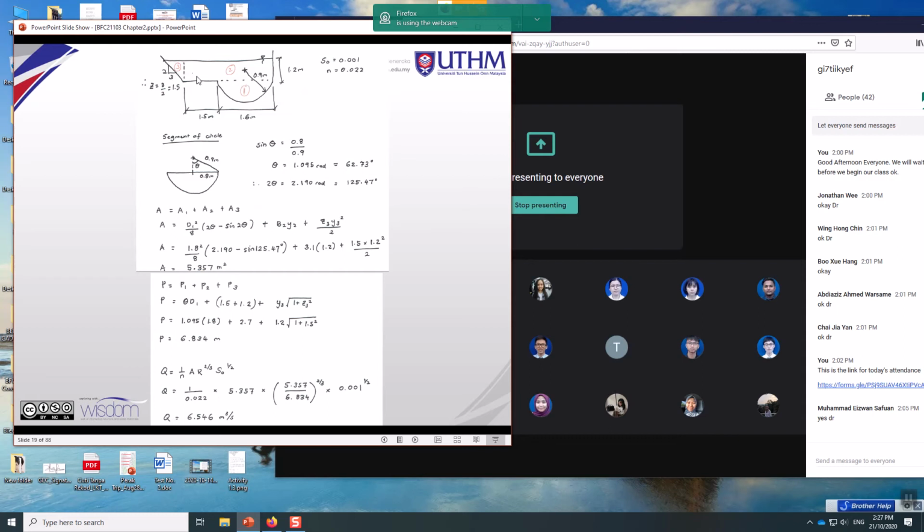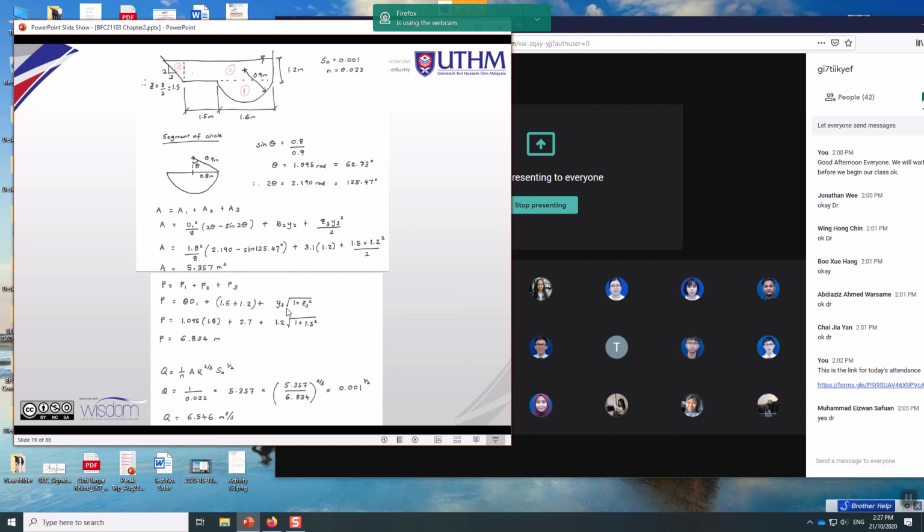You know, the dashed line is not the boundary of your channel. It's just for me to cut it into different sections. Your boundary is the one with the solid line. So your P2 is actually 1.5, the horizontal line. You cannot add 1.6 because there isn't a boundary of the channel there. It's just 1.5 plus one side, the vertical side of the section, which is 1.2, which represents the boundary of the channel. So the wetted perimeter of section 2 is just 1.5 plus 1.2.